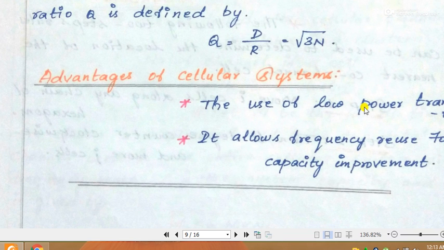So what are the advantages of the cellular system? First, we can use low power transmitters. For example, if small cell sizes are used, low power transmitters can be used in the cellular system, and it allows frequency reuse for capacity improvement. That means the same frequency channel is reused for other users. That is frequency reuse. By using this method, the limited spectrum can be effectively reused.